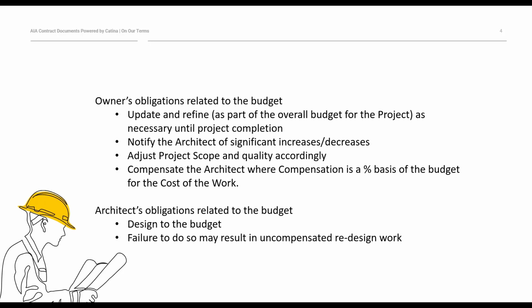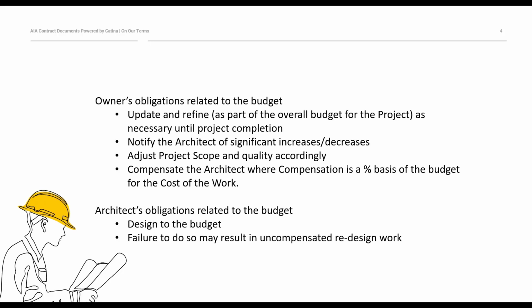If there's going to be a significant increase or decrease, the owner needs to notify the architect. In the B101, the architect is the one who's responsible for providing estimates in terms of the design related to the budget for the cost of the work. So certainly the architect needs to be aware of any increases or decreases in the budget. If the budget does change, there needs to be a corresponding adjustment in either project scope, quality, or both. If you reduce the budget, you can no longer have gold fixtures in your bathroom. You're going to have to go for something a little less expensive.